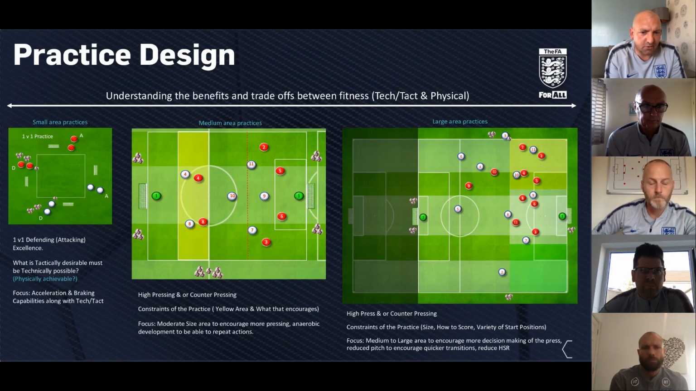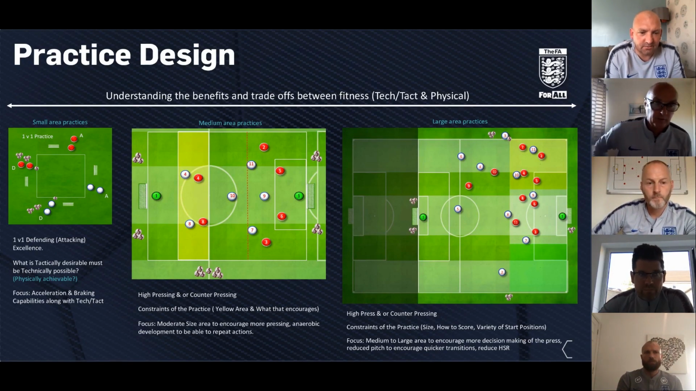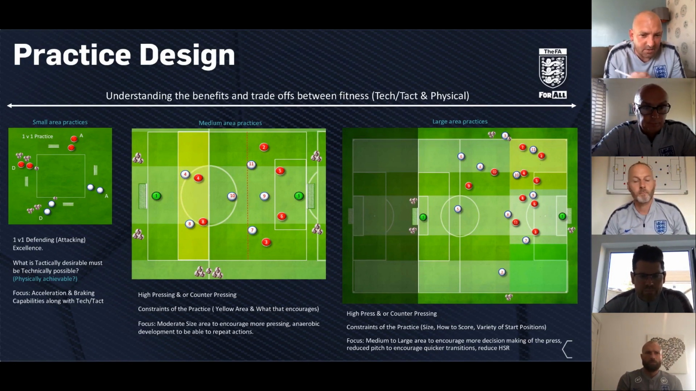So the focus there is really on the distance that we give the players. They didn't really have a choice. So in terms of realism, the decision making around do I press, do I not is taken away. When the ball's played in, they've got to aggressively press. That was the practice.